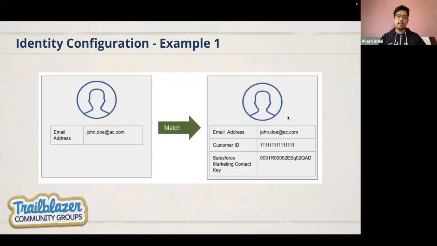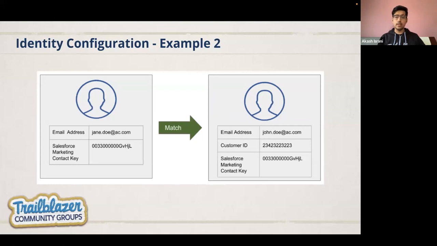So this is example one of the identity configuration. Let's say I have configured the identifier as email address, and towards the right that you see, let's say that user profile already exists in personalization. The email address is john.doe over here, and it's the same. That means there will be a match, so it will merge all the rest of the attributes to this user profile, since there is a match for that identifier.